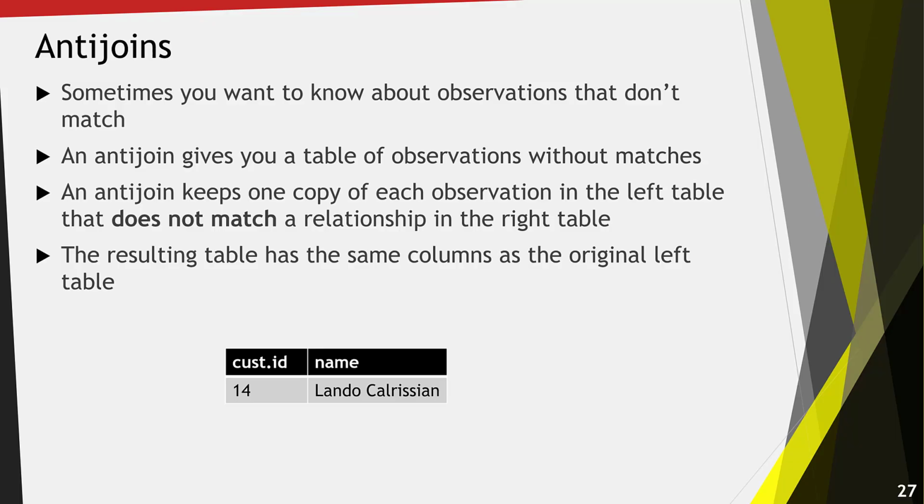In this case, if we were to perform an anti-join, the resulting table would just have customer ID of 14 for customer Lando Calrissian, because that is a record in the customers table that does not have a match in the corresponding orders table.